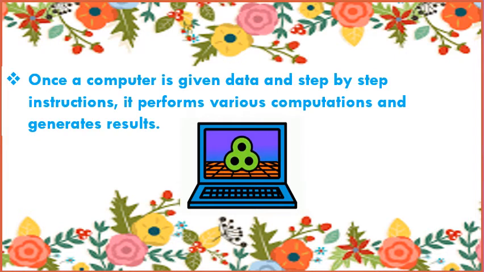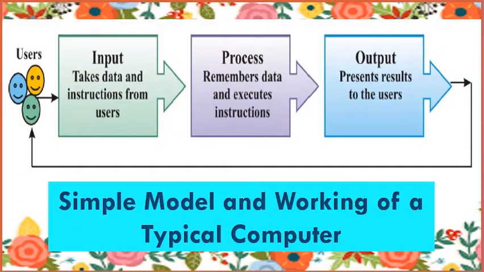Once a computer is given data and step-by-step instructions, it performs various computations and generates results. Input, process, and output are the three things that computer handles. This figure shows the simple model and working of a typical computer. These are the users like us. Users provide data and instructions to a computer. This set of data and instructions provided by the users to a computer is called an input.